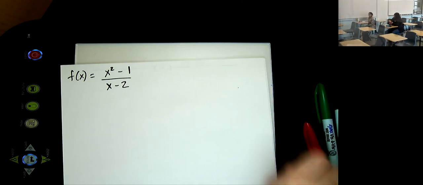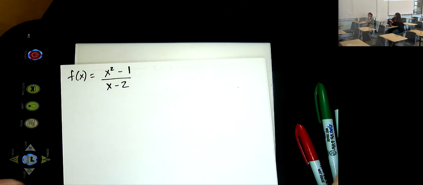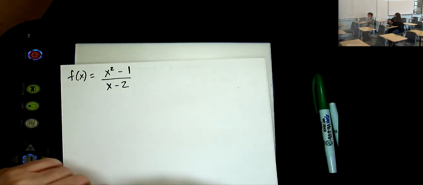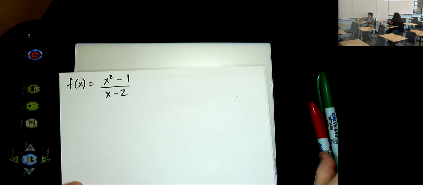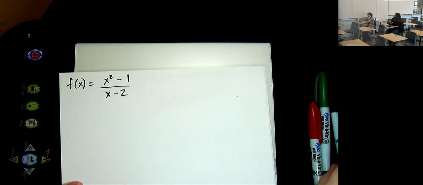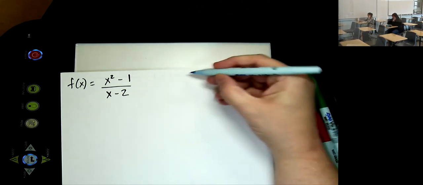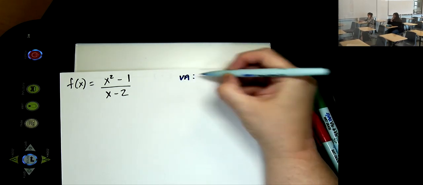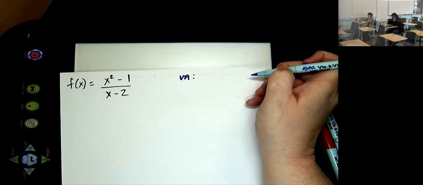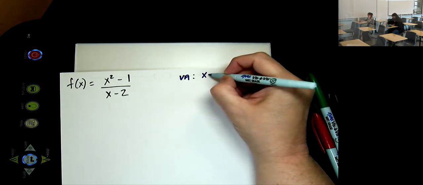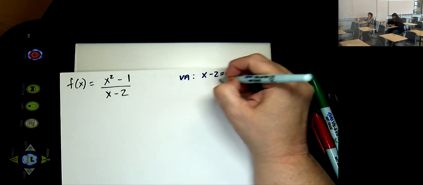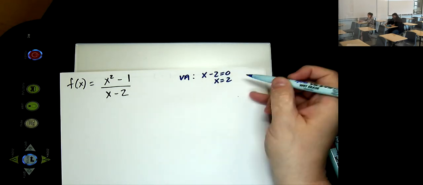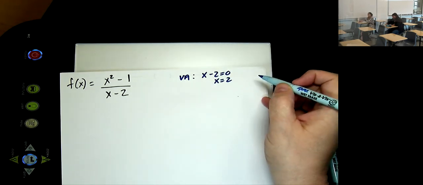All right, let's see how you guys did. What are we doing first? What did you do first? You have a lot of things you could have chosen to do first. That's a good choice. What's the vertical asymptote? X equals 2 is the vertical asymptote. It's where the denominator equals 0, and that's at x equals 2. All right, what do we do next?